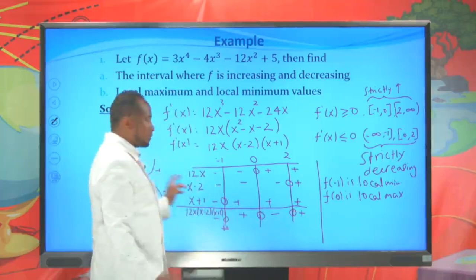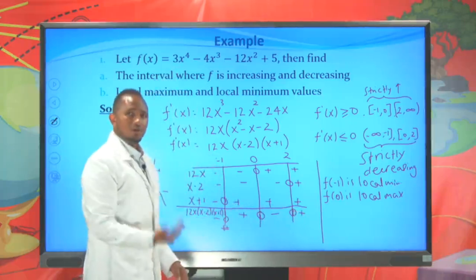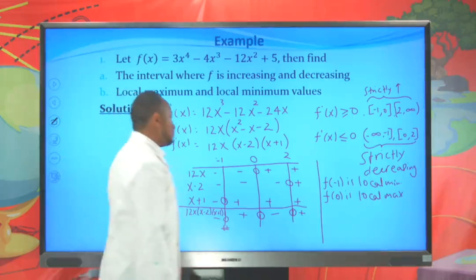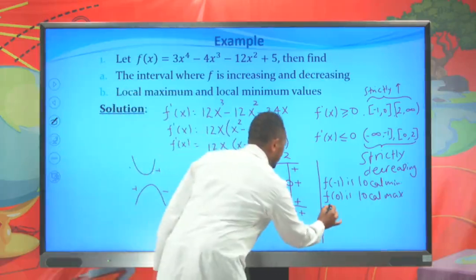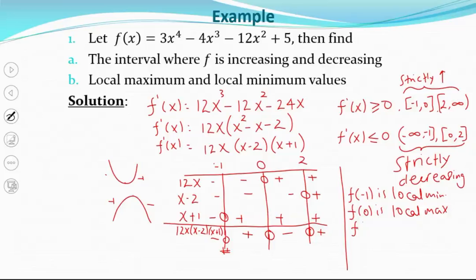And at 2, the derivative is changing its sign from minus to plus. So minus to plus means it is moving like this. So it has a local minimum point at this. So f of 2 is a local minimum. So this is the first example. We'll continue to the next one.